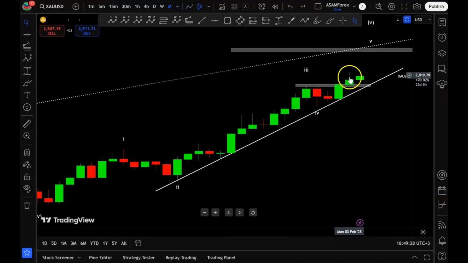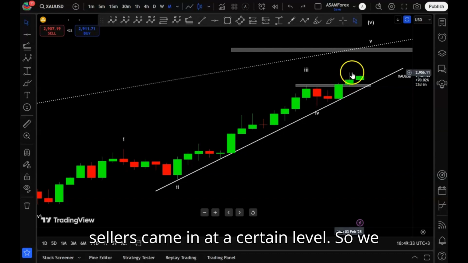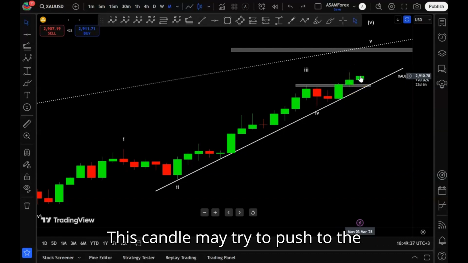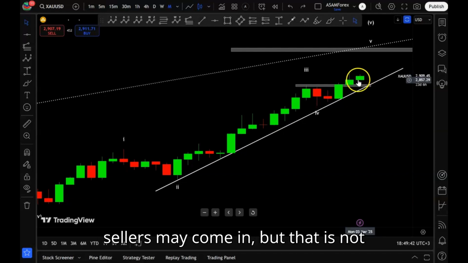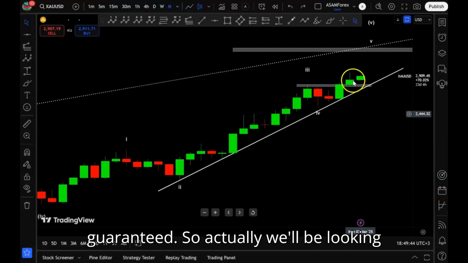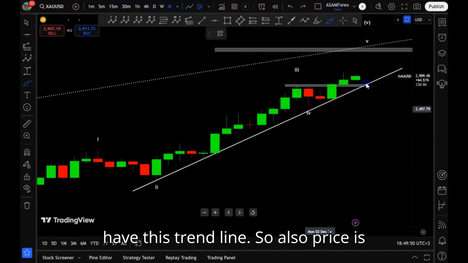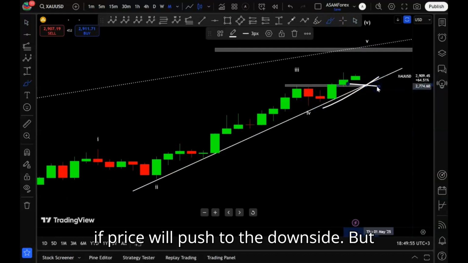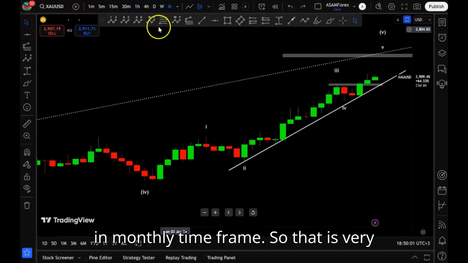But in relation to the previous candlestick, we see sellers came in at a certain level, so we may expect the same thing may happen. This candle may try to push to the upside, but at the same level sellers may come in, but that is not guaranteed. So we'll be looking for price to reject to the downside, and at the same time we have this trend line, so price is most likely to bounce at this level if it pushes to the downside, but the upward movement is also possible in the monthly time frame. So that is very powerful.